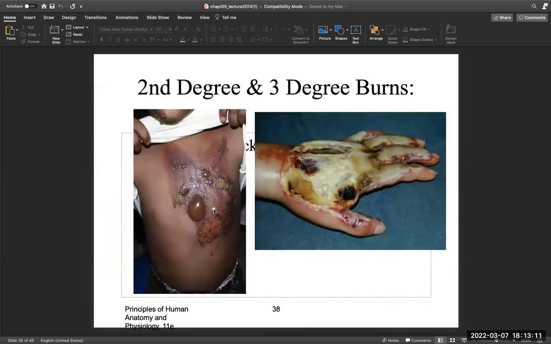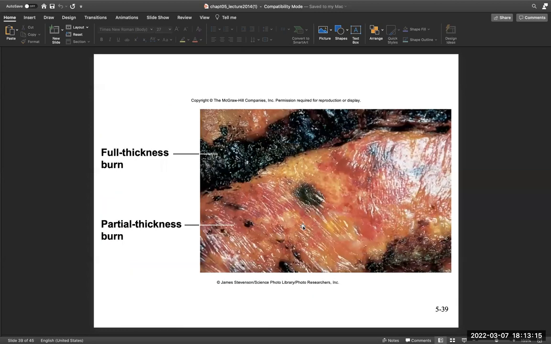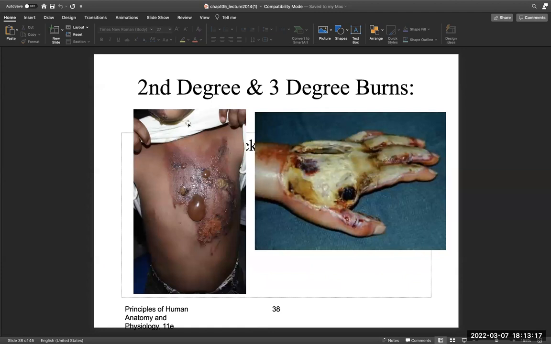Here are more examples of second degree. Here's a combination of second and third degree burning. If you take a look right here, notice that the little boy has a little bit of his chin also showing components of second and third degree burns. This would be incredibly painful.